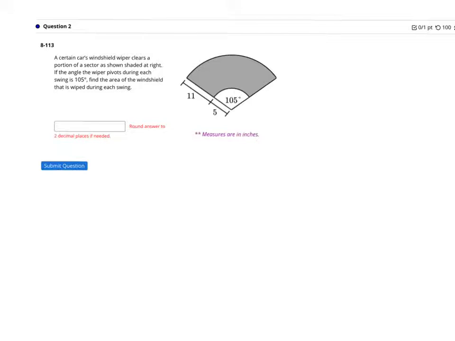So what we're going to have to do here is find the area of the entire sector first, and then find the area of this smaller sector here. Once we do that, we subtract them, and that will give us our final answer for the shaded region. So to find the area of the sector, we have to do pi r squared times the fraction of the circle that's being shaded. In this case, it's 105 out of 360.